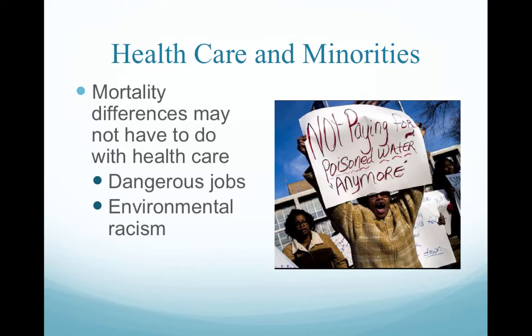We see this with farm workers' exposures to pesticides. We see this with black communities located near industrial facilities that release pollutants in the air and water. Also, blacks and Latinos are more likely than other groups to live in older housing with lead-based paint, and Native American reservations are dumping grounds for nuclear waste.